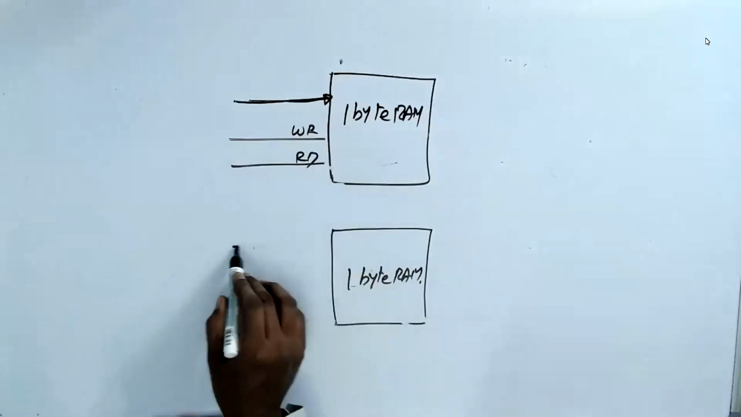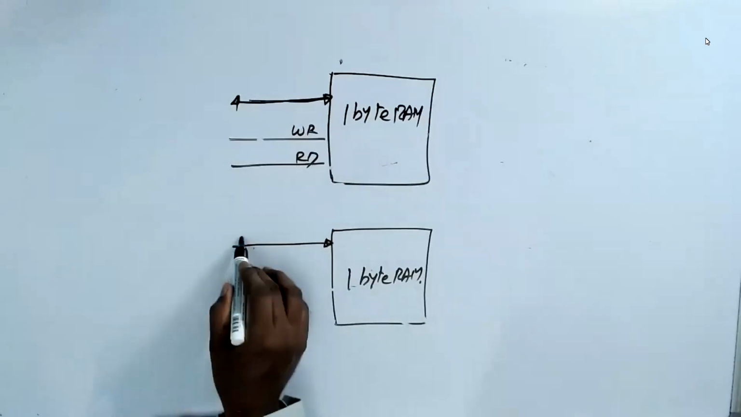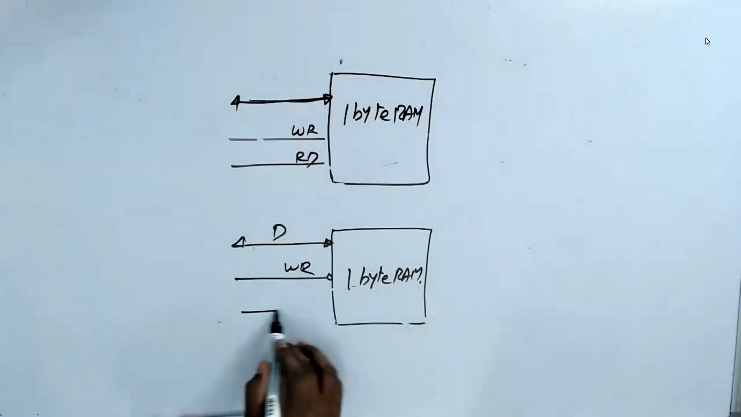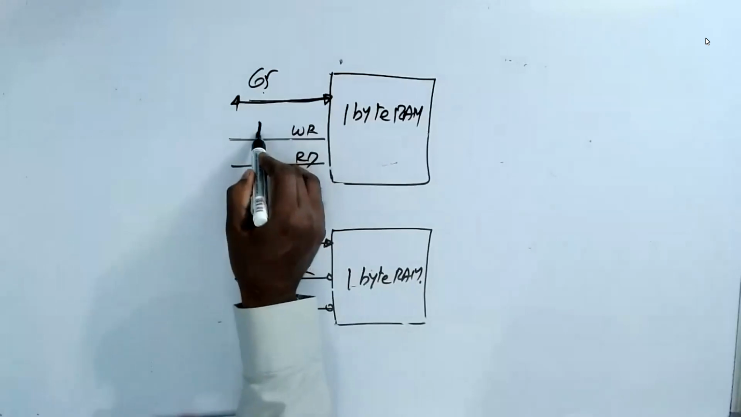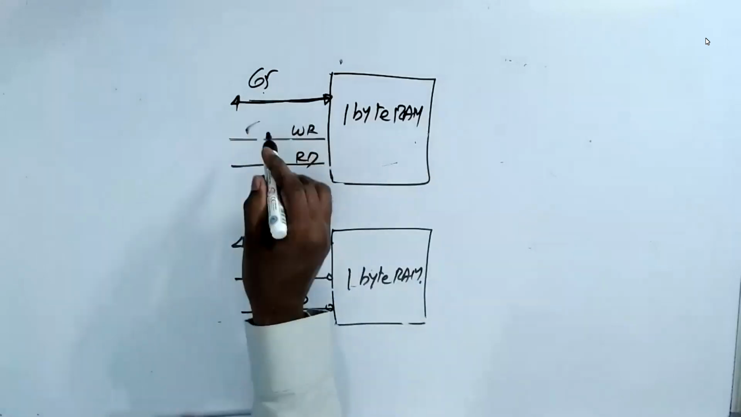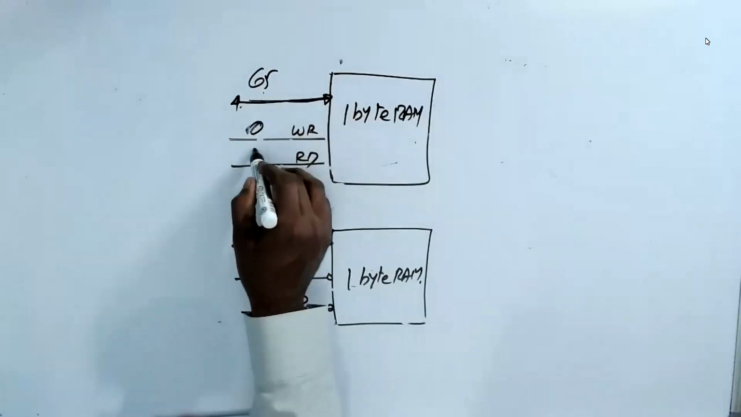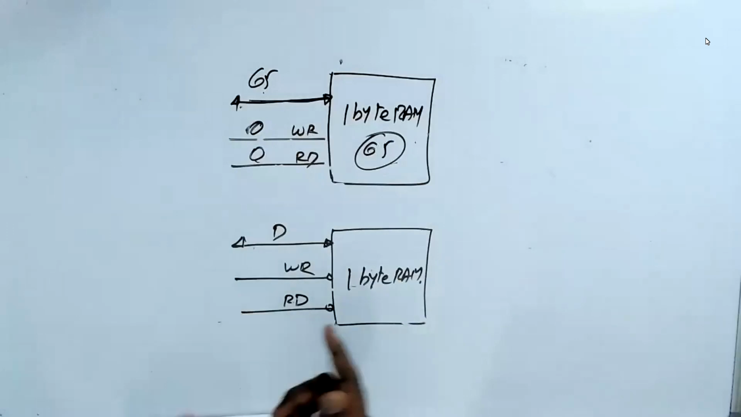And here also I have a data, and I have a write signal and read signal. When I give data 65, when I make write as a 1, it will write. When I make read as a 0, that will come out. When we make both the 0, the 65 will be there inside.